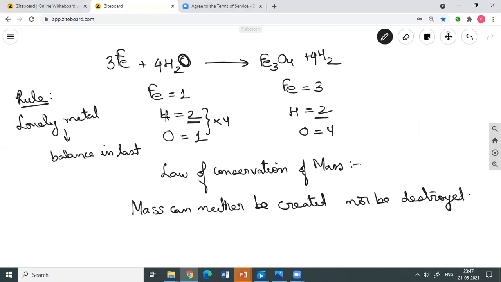So in chemistry, it is impossible to just have iron 1 here and iron 3 here. It's practically not possible because if there's one iron here, there should be 1 here, or if there's three iron here, there should be 3 here. So practically, it is not possible to destroy any substance. If we are destroying a substance, that means we are destroying mass. So it's not possible. So there can be a 1 mark question asked: why do we need to balance the equation? We need to balance an equation so that the law of conservation of mass is obeyed.